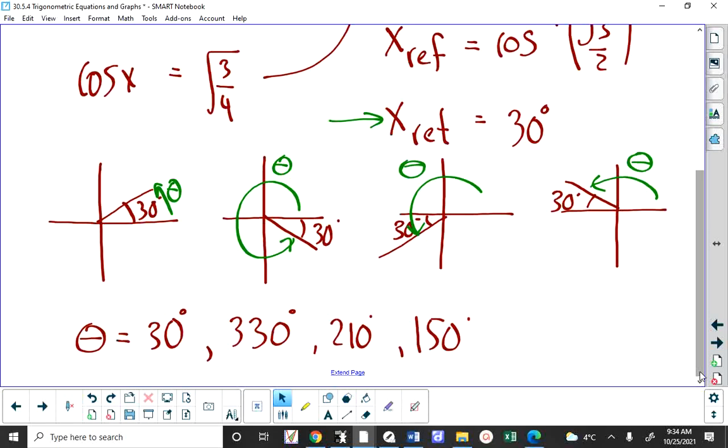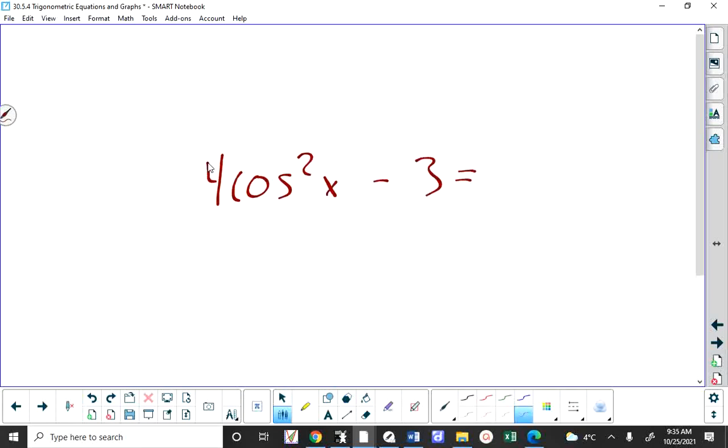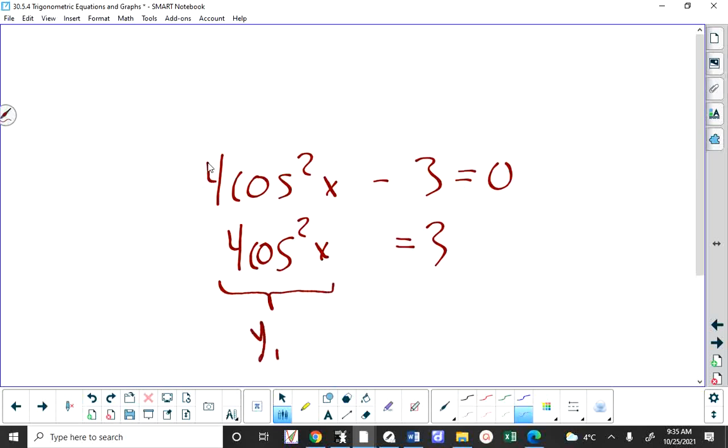Okay, I don't like doing it that way. I'll give you the reason for this, but when we have 4 cos squared of x minus 3 equals 0, I would rather go 4 cos squared of x equals 3. I would rather rearrange the equation so that it's not equal to 0. And then what I do is I would graph the left side as y1 on my calculator, the right side as y2 on my calculator. And rather than worrying about x-intercepts, I'm going to just find points of intersection of the two graphs.